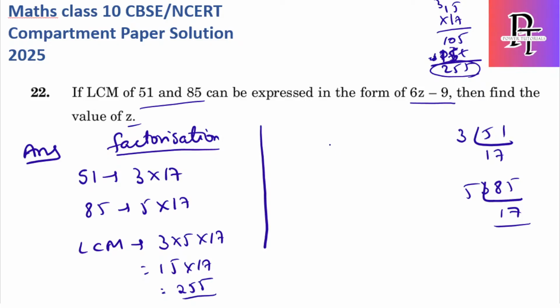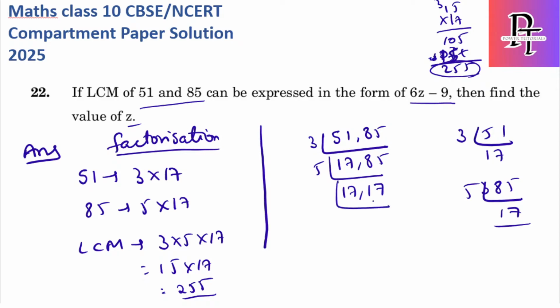The same, if I do the division method also, you'll get the same answer. You have to write 51, 85. If I divide by 3, it becomes 17. 85 cannot be divided by 3. Next, check for prime 5, it becomes 17 again. Now 17 is a prime number. You get 1, 1. Hence the LCM is the same, which is 3 into 5 into 17, which is 15 into 17. You'll get the same answer, which is 255. So in the exam, don't do both the methods. Do only this method, division method or factorization method, which will get the same answer.